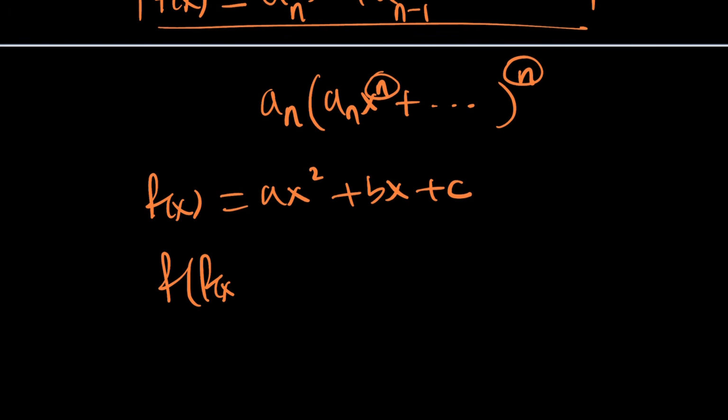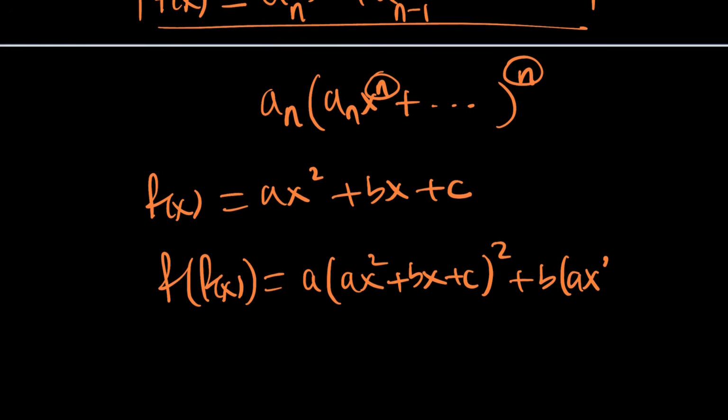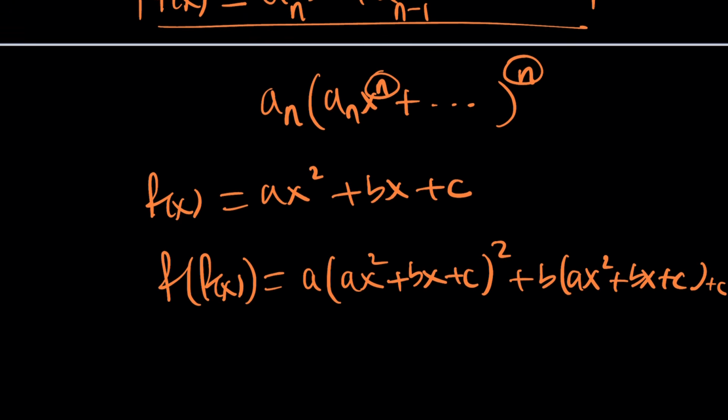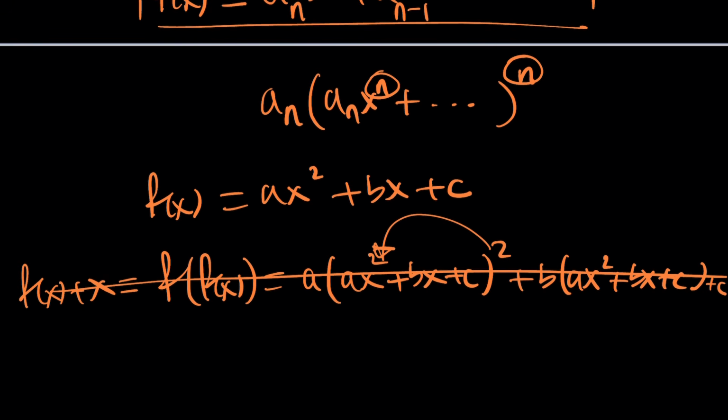Now, f of x is just going to be a times (ax squared plus bx plus c) to the second power plus b times (ax squared plus bx plus c) plus c, just replacing x with f of x, right? Now, notice that this is going to give you a quartic equation. There's no way this is going to equal f of x plus x, so quadratic is not going to work.